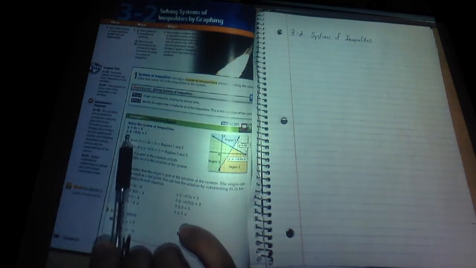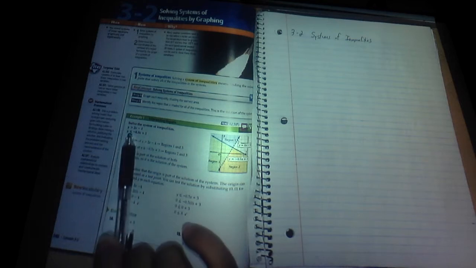This y is greater than this. It's going to be a dotted line. We're going to shade above that line. Y is less than or equal to this. We're going to put a solid line when we graph it, and we're going to shade below the line because it's less than.